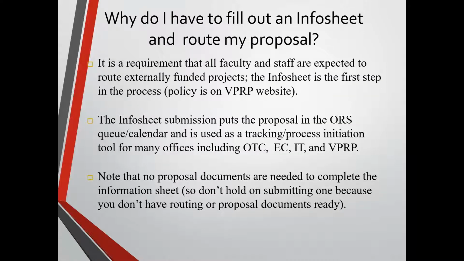So why do you have to do an information sheet and route? Well, to begin with, it's a requirement that all the faculty and staff route their externally funded projects. This is on the BPRP website. The information sheet is what puts the proposal on the ORS calendar so that we know that it needs to be worked and we can pull the guidelines and start helping you. It also sends notices of what's being done to the Office of Technology and Commercialization, Export Control, IT, and sometimes other offices within the BPRP.